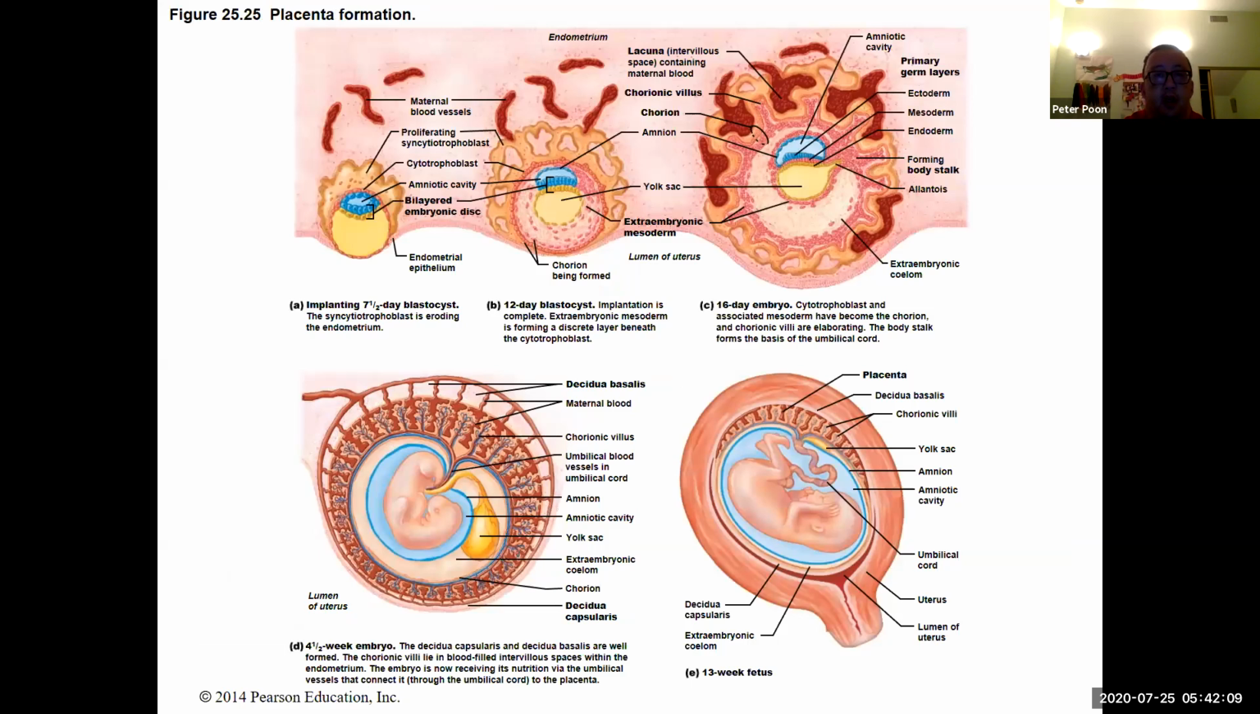So here you can see the blastocyst going in, and it is hijacking the maternal blood supply here. It's growing these things called chorionic villi now. And here you can see the beginning of a placenta, with the chorionic villi exchanging nutrients from the maternal blood supply.